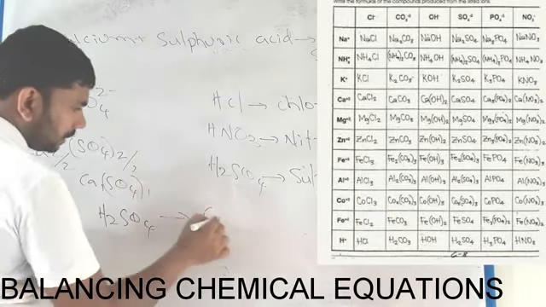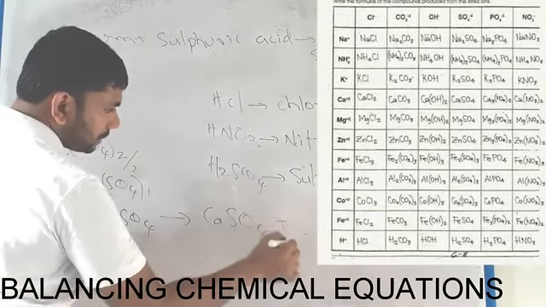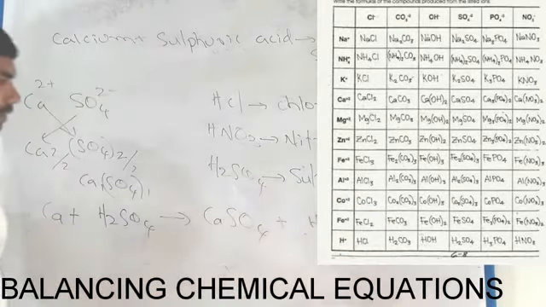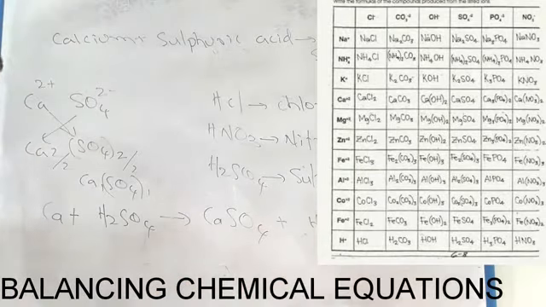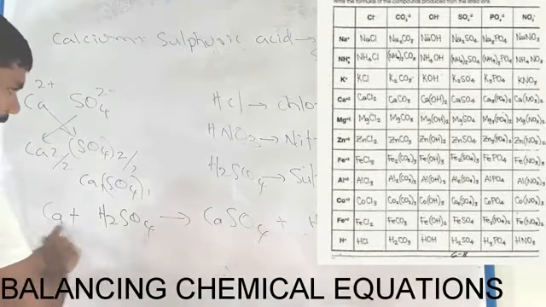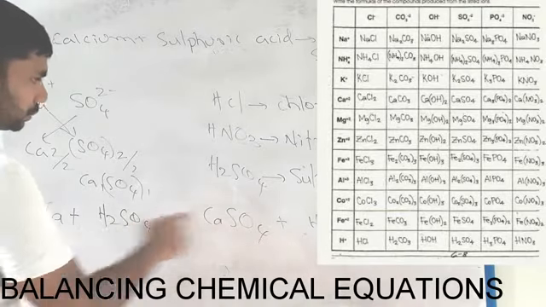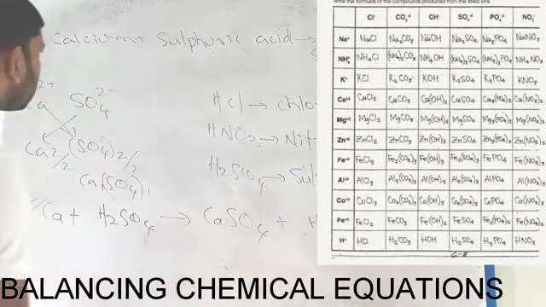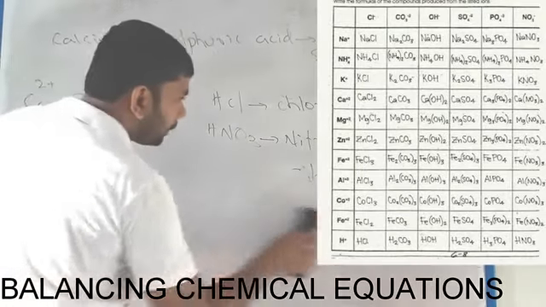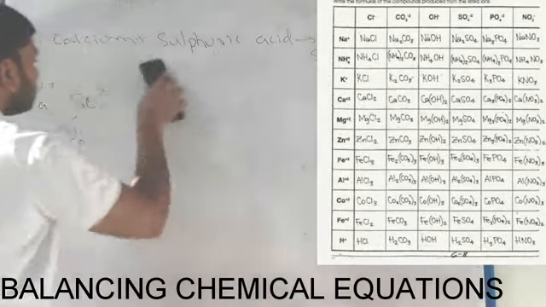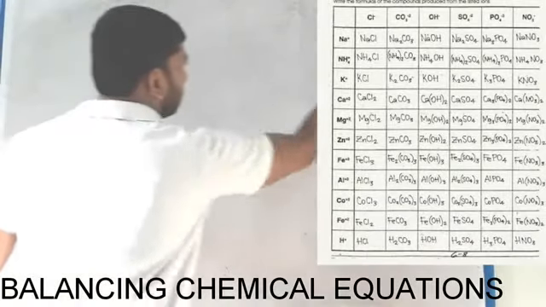So the calcium sulfate is CaSO4 plus hydrogen. Hydrogen H, but hydrogen is diatomic, so we must write H2. Clear? Now it is balanced, 1 calcium, 1 SO4, H2 on both sides. So this is the balanced equation for calcium plus sulfuric acid giving calcium sulfate. Okay, the last one: potassium plus nitric acid giving potassium nitrate plus hydrogen gas.